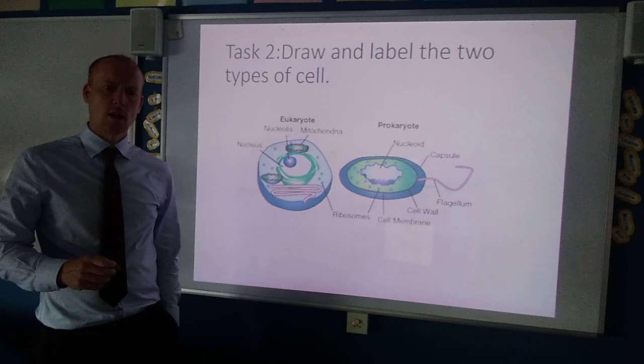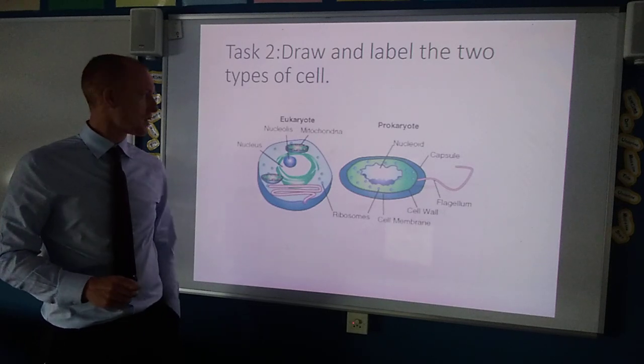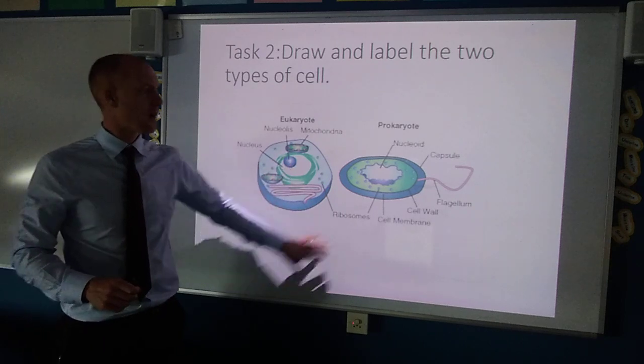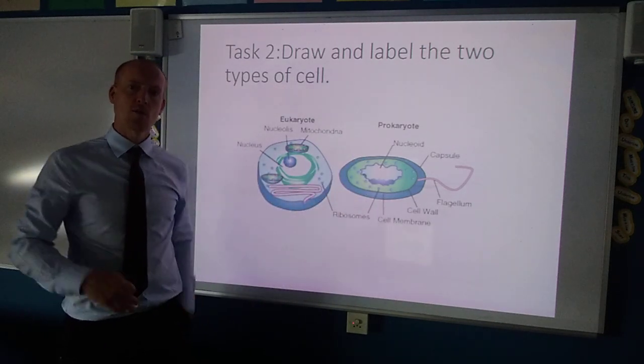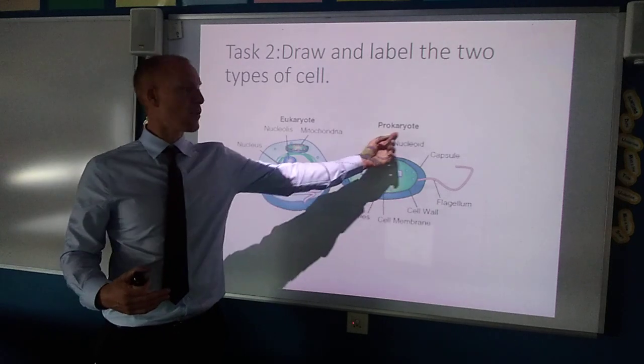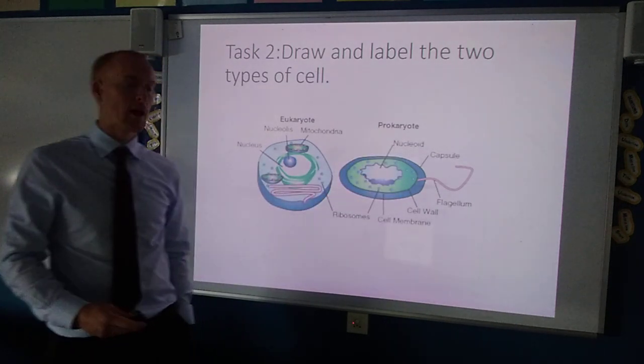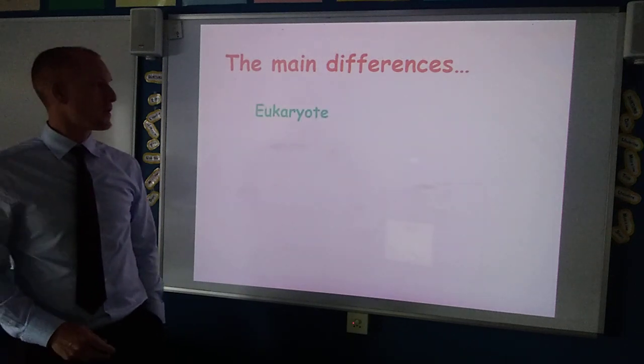So now we need to look at, instead of just drawing the two types of cells, we have our eukaryotic cells here, which are plant and animal cells, and we have our prokaryotic. So now, after we've done that revision, we need to really understand what the prokaryotic do, so that if you get that in your exam, you understand what they are. Main differences, here they are.